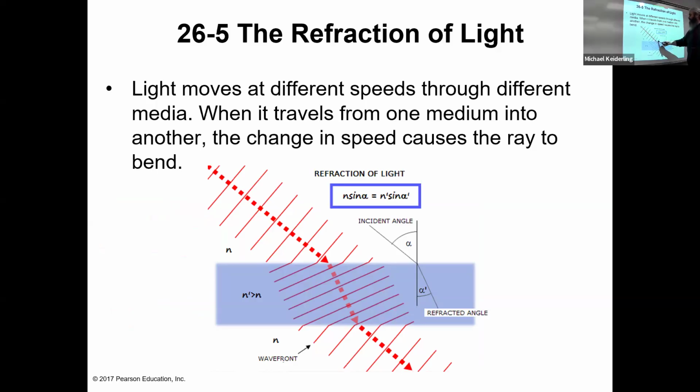So what happens is this change in speed causes a bending, and you get refraction. For refraction, we tend to use what's known as the index of refraction, which is the speed of light over the speed of light in the medium. So that gives you index of refraction 1 times the sine of theta 1 equals index of refraction 2 times the sine of theta 2.